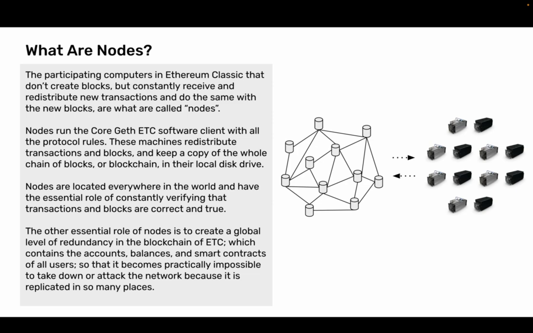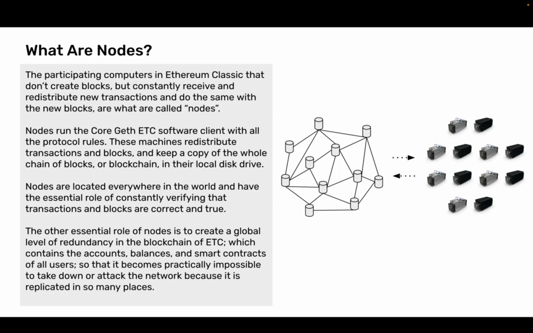What are nodes? The participating computers in Ethereum Classic that don't create blocks but constantly receive and redistribute new transactions and do the same with the new blocks are what are called nodes. Nodes run the core Core-Geth ETC software client with all the protocol rules. These machines redistribute transactions and blocks and keep a copy of the whole chain of blocks, or blockchain, in their local disk drive. Nodes are located everywhere in the world and have the essential role of constantly verifying that transactions and blocks are correct and true.